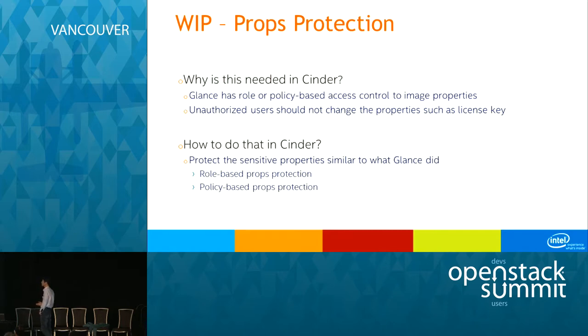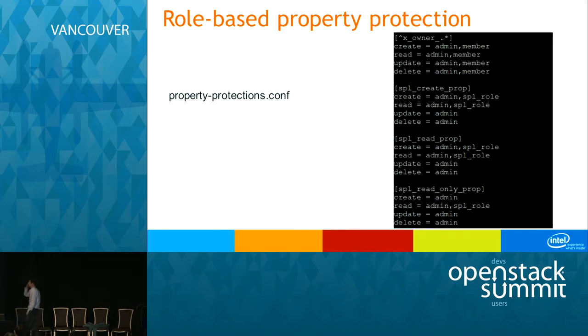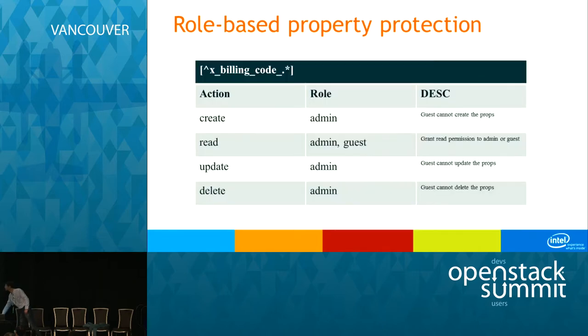So how do we do that in Cinder? We propose to provide two types of property protections. The first is rule-based, and the second is policy-based. This is a sample configuration for the rule-based property protections, used to protect some metadata like x_billing_code_create properties and read properties. Here we define some actions and the associated rules. This is a concrete configuration we use to control access to metadata like billing codes. From this configuration, we will know that a user who has the admin role can do whatever to that metadata: create, update, or delete. But if you are just a guest, you can only read the properties.